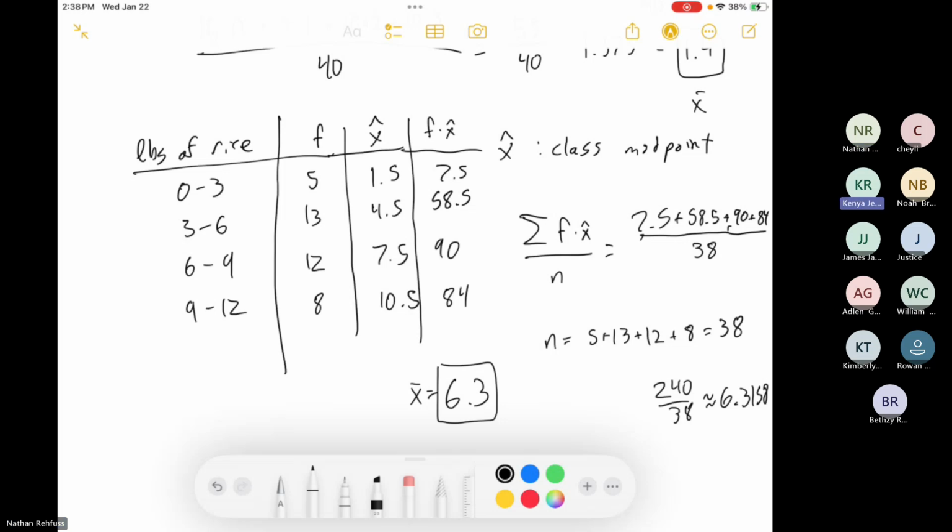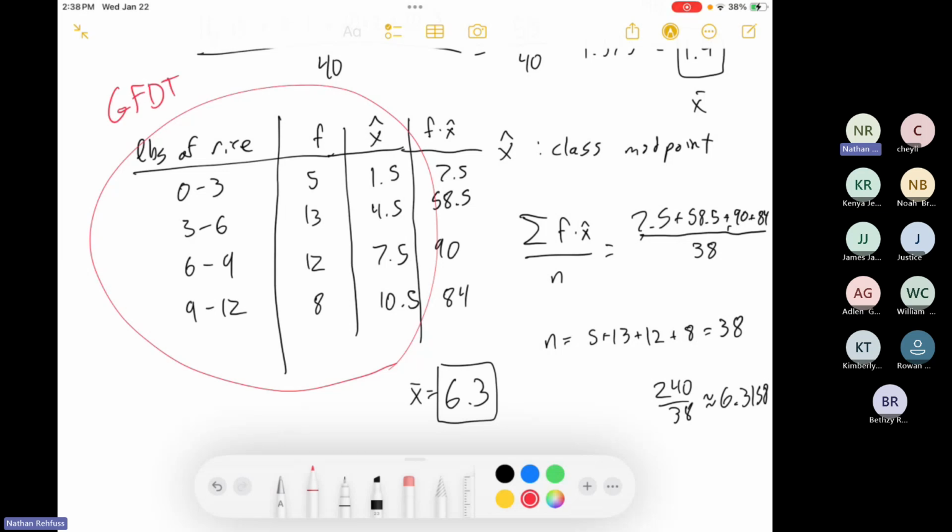Okay, and so that's how we get a mean if we have this generalized frequency distribution table. Again, the table I drew here is called a GFDT, and you'll work with those in your 1.2 homework. But don't worry about that just yet, because we're going to cover that topic on Monday when we're back together. All right, so that's measures of center.